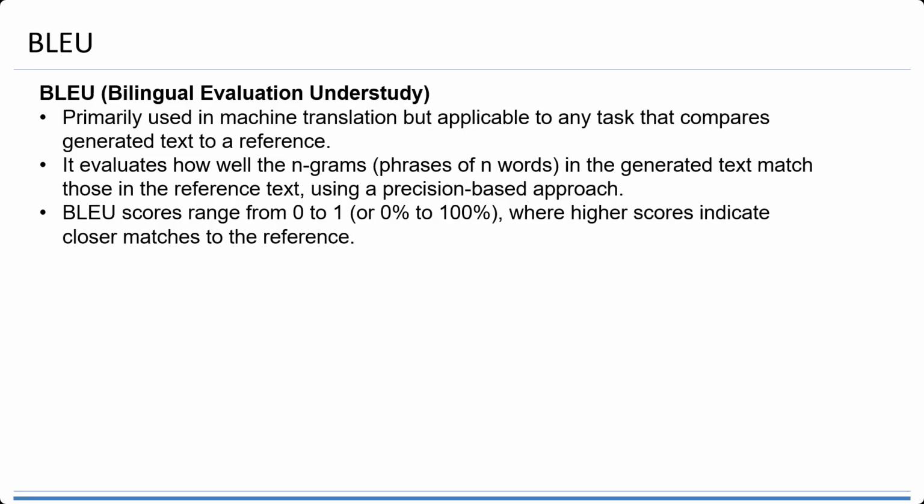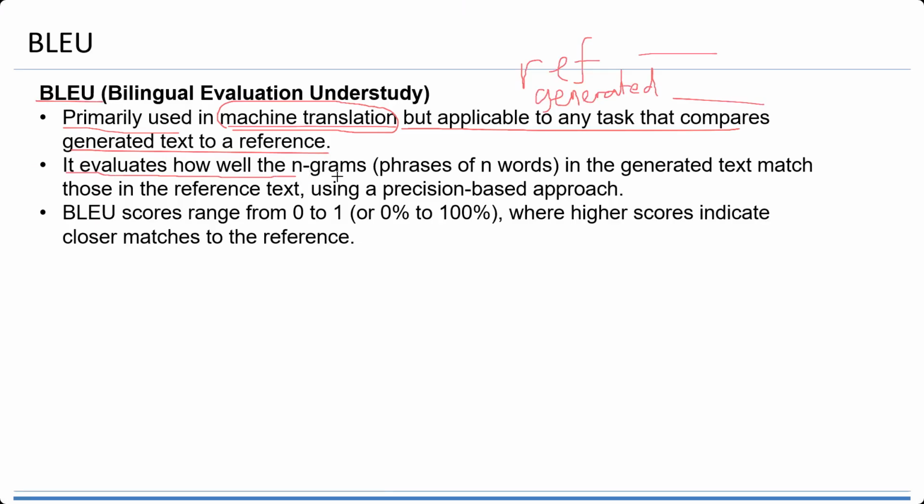There is another metric, we call it BLEU. It stands for bilingual evaluation understudy. This metric is primarily used in machine translation. But it is also applicable to any task that compares the generated text to a reference. Okay, same. We have the reference and we have the generated summary. So we want to check whether the reference is the same as the generated summary or not. You can use BLEU.